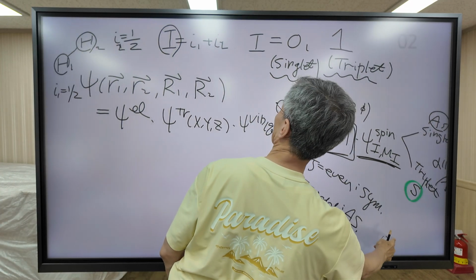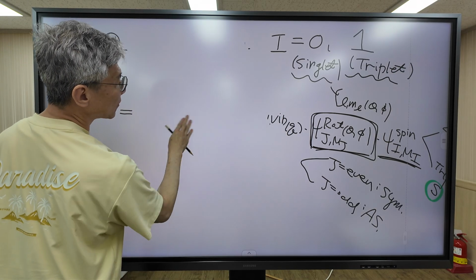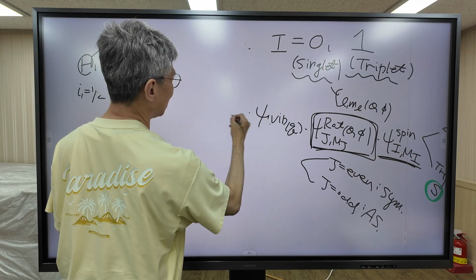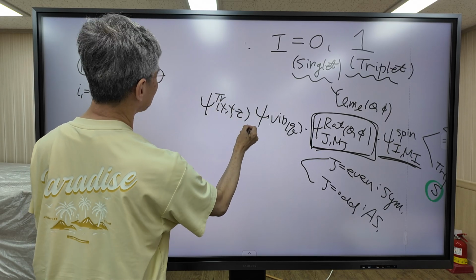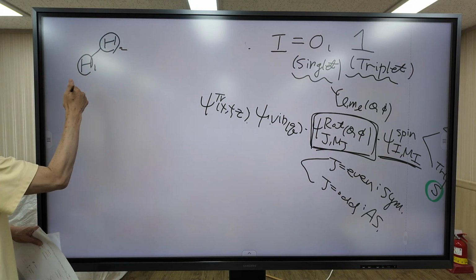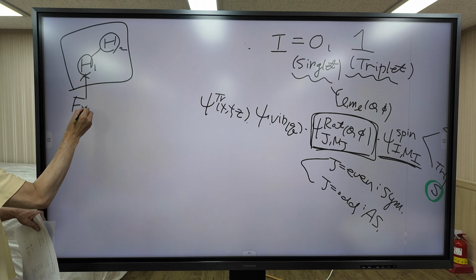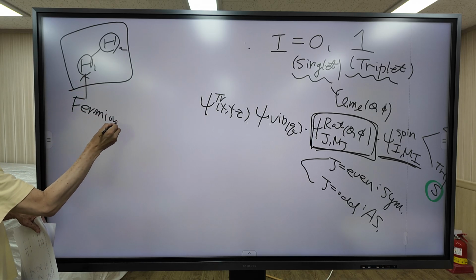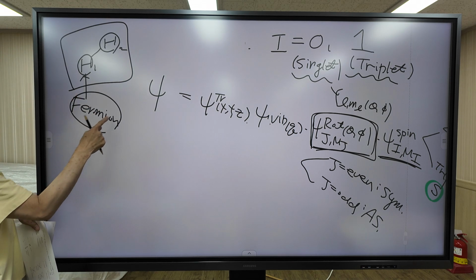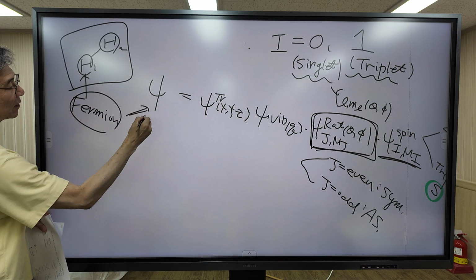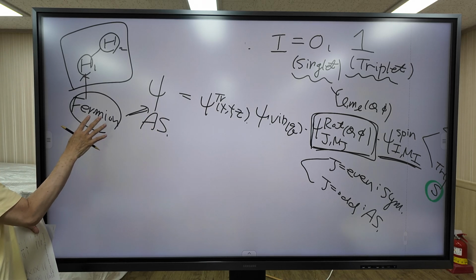Now, consider the H2 molecule. Its hydrogen atom is a fermion. As you know, the wave function that represents fermion must be anti-symmetric. This is the requirement quantum mechanics assumes.